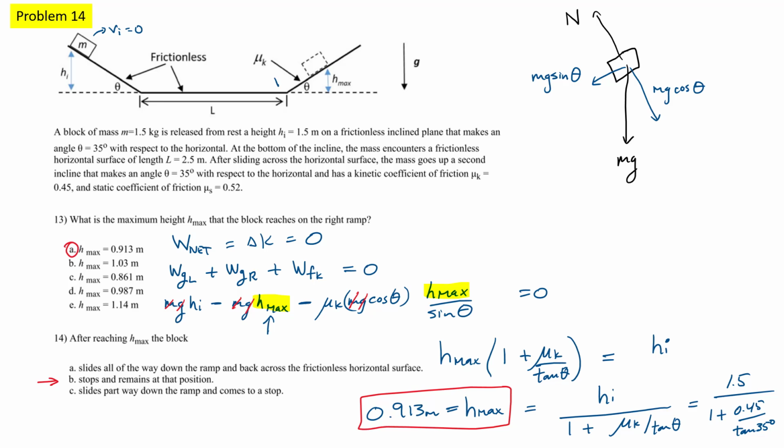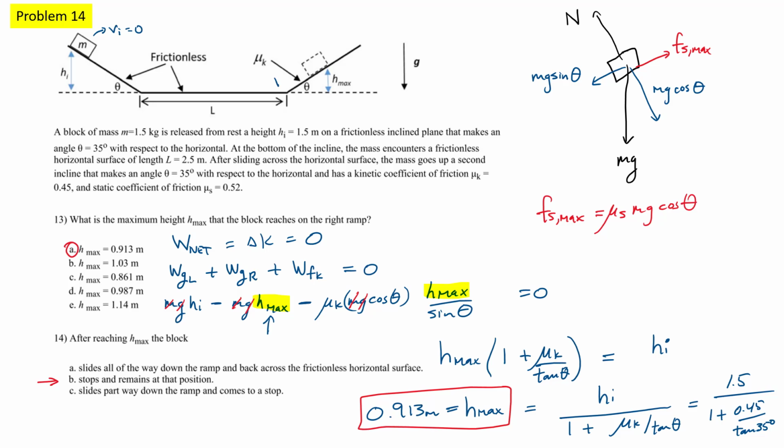Well, what do we have to do? In order to do that, you have to compare it to the static friction. What is the maximum force of static friction that you're going to get here? That maximum force of static friction you can write as the coefficient of static friction multiplied by the normal force, which is mg cosine of theta.